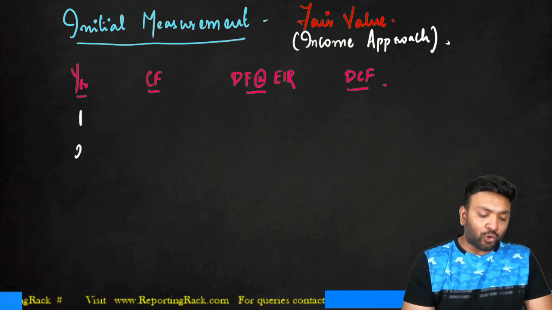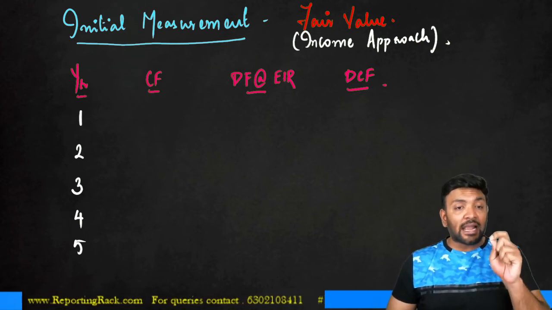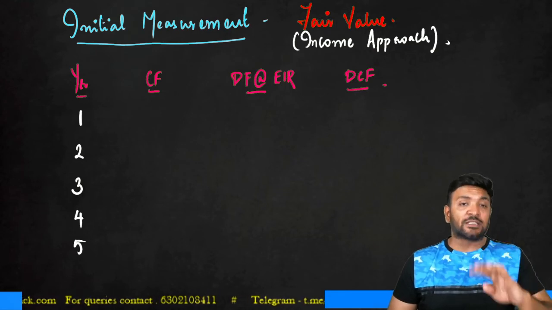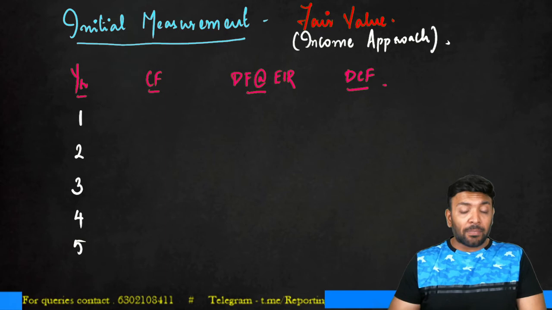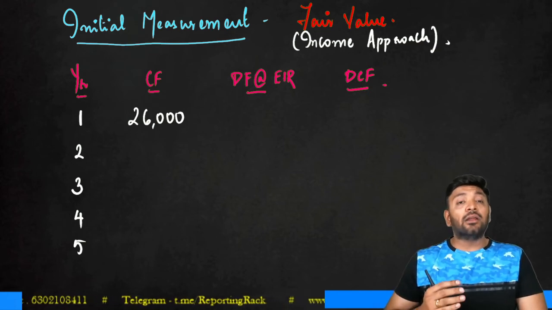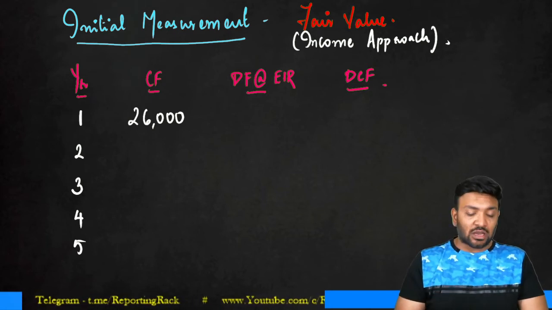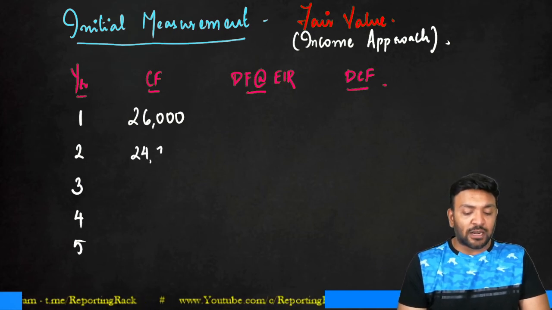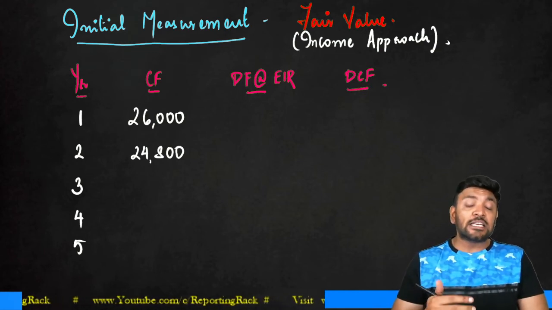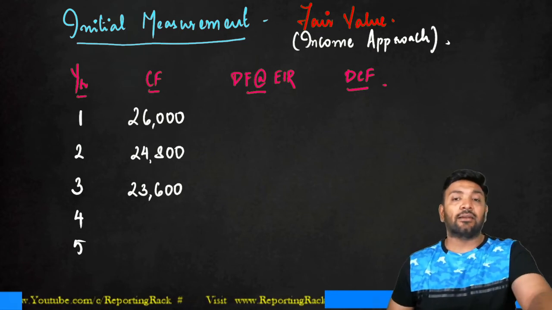5 years: 1, 2, 3, 4, 5. Cash flows: equal installment every year, 20,000 plus interest. In the first year, I pay interest on the entire 1 lakh at 6%. 1 lakh into 6% is 6,000 plus principal repayment of 20,000. The cash flow is 26,000. Next year, the loan outstanding is not 1 lakh, it is 80,000. On 80,000, I am paying 6% interest, that is 4,800, plus 20,000 of principal repaid, 24,800. Third year, the loan outstanding is only 60,000. On 6% interest, I'll pay 3,600 along with 20,000 of principal repayment, 23,600.